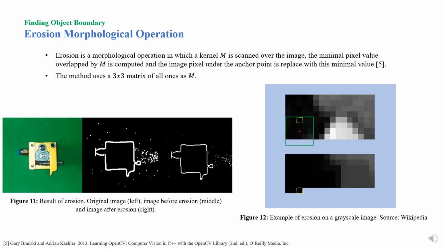Erosion is a morphological operation in which a kernel is scanned over the image. The minimum pixel value overlapped by the kernel is computed, and the image pixel under the anchor point is replaced with this minimal value. The method utilizes a 3x3 matrix of all ones as the kernel. Figure 12 shows an example of the erosion process on a grayscale image.